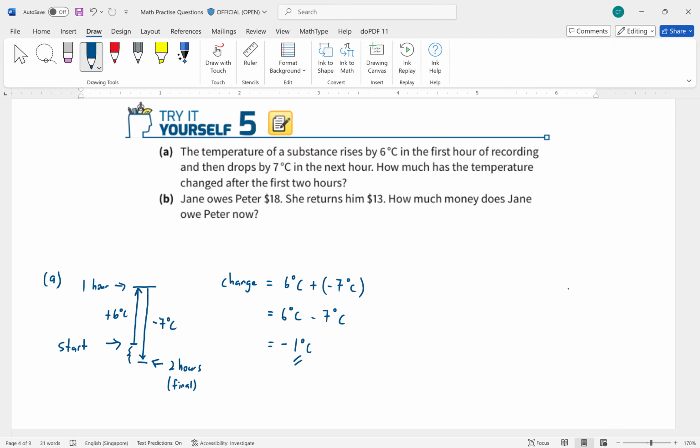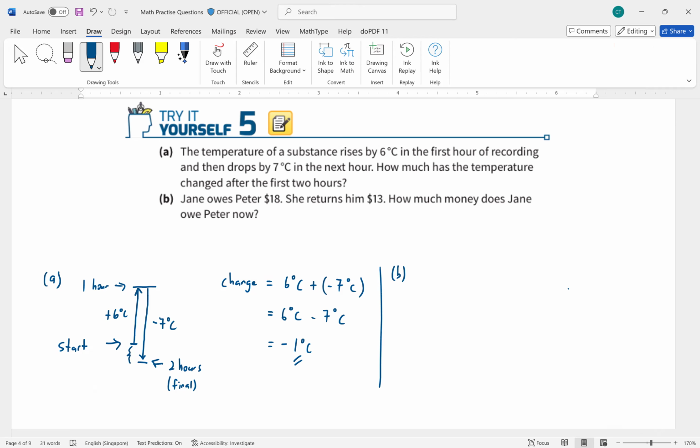Let's now move on to question part B. Jane owes Peter $18. She returns him $13. How much money does Jane owe Peter now?